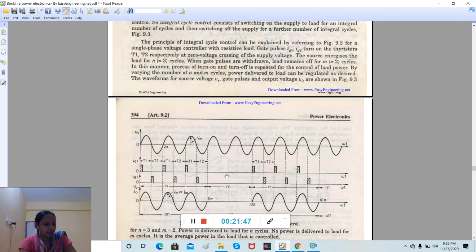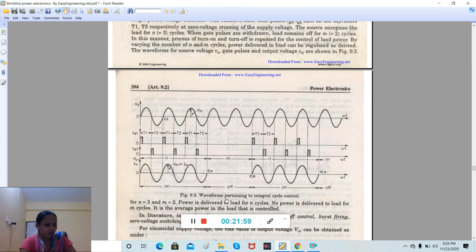The first waveform is the source voltage Vs, then the gate pulses Ig1 and Ig2, then the output voltage V0 and current I0. These are all given here. Here n is equal to 3 and m is equal to 2. So power is delivered to the load for n cycles and no power is delivered to the load for m cycles. It is the average power in the load that is the controlled power.